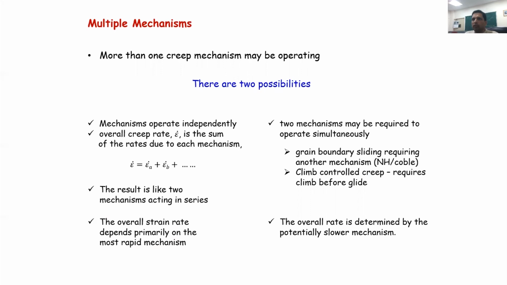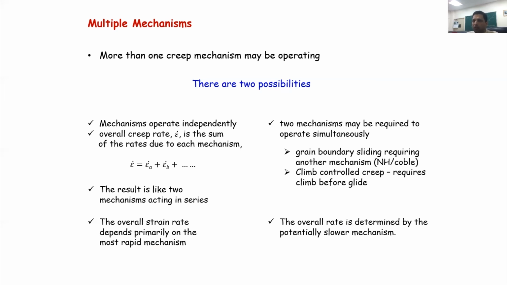Or the other possibility is where the two mechanisms may be required to operate simultaneously. So for example, grain boundary sliding requiring another mechanism like Nabarro-Herring or Coble creep. Climb controlled creep requires climb before glide. So these are the methods where two mechanisms operate simultaneously. The overall rate is determined by the potentially slower mechanism.